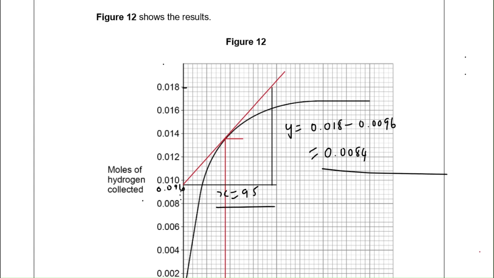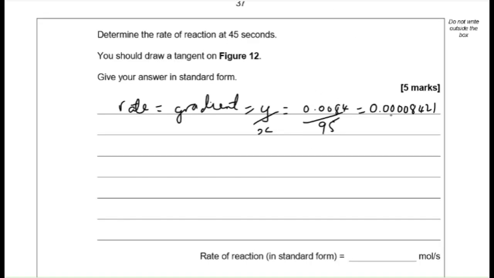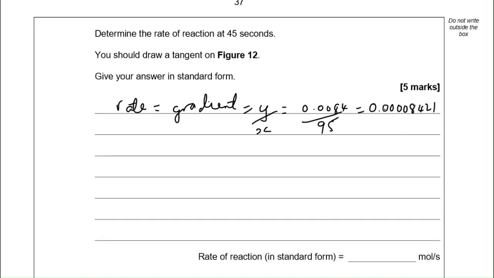So we go back up and sub in the numbers. Y 0.0084, x 95 seconds. Back to the paper. There's our sum, 0.0084 divided by 95 equals 0.00008421. Converting that to standard form, we're looking at how many decimal points do we move to the right. It's 5. So that ends up 8.4. We're going to go 2 sig figs, 8.4 times 10 to the minus 5. And that's our final answer.